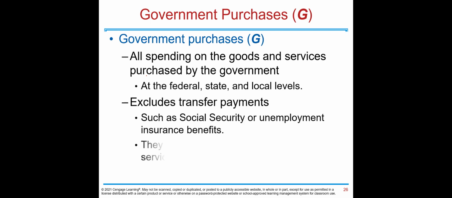Government purchases G. Government purchases are all spending on the goods and services purchased by the government. It can be at the federal level, state and local levels. But government purchases exclude transfer payments such as social security or unemployment insurance benefits. Why are these transfer payments excluded? The reason is very simple. You collect tax and you transfer this tax from one person to the person who needs it. They are not purchases of goods and services, therefore these transfer payments such as social security and unemployment insurance benefits are excluded.